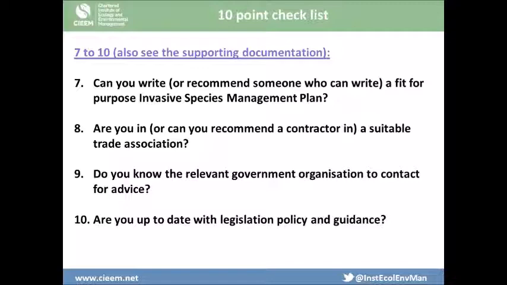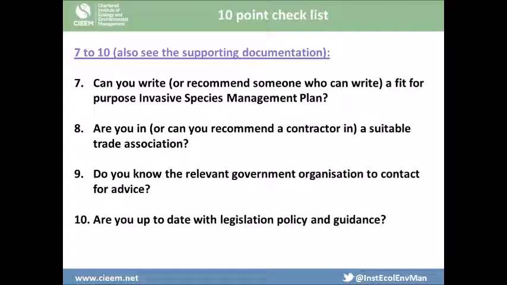81% able to recommend someone to write a fit for purpose invasive species management plan, 61% in a suitable trade association or able to recommend a contractor who is, 81% who know the relevant government organisation to contact for advice, and 60% who feel up to date with legislation, policy and guidance.